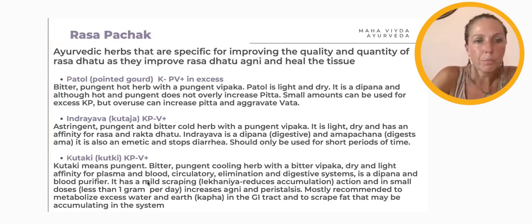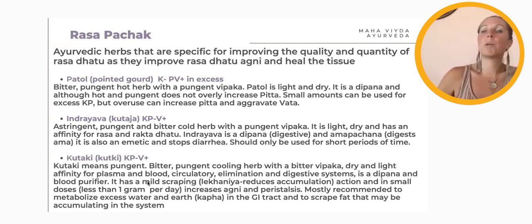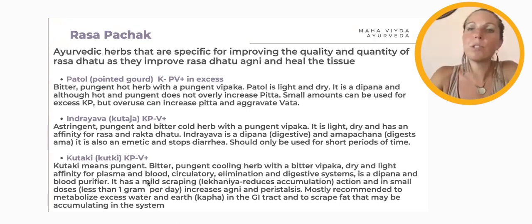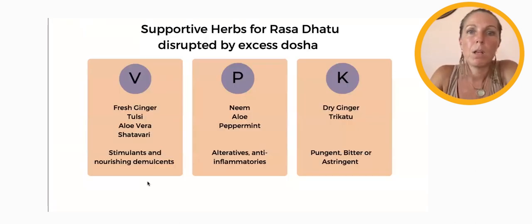Katuka is another astringent, pungent, bitter. It's dipana though, it's a digestive, and amapachana, so it digests ama. And kutki literally means pungent. It's a bitter, pungent, cooling herb. It's acting dry and light, and it has an affinity for the plasma and blood in the circulatory system. It's also a dipana and a blood purifier. So again, you're using these in really small amounts, then taking the herbs that you're trying to get into rasa dhatu. And again, reach out if you want more information, but I find this interesting for people that study herbs.